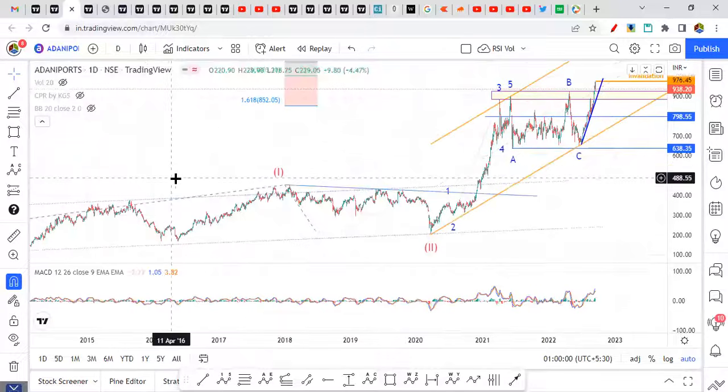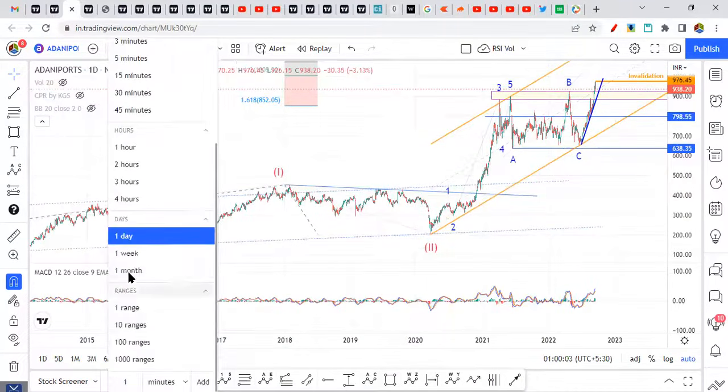So this is Adani Ports now. So this is again a very bullish structure.